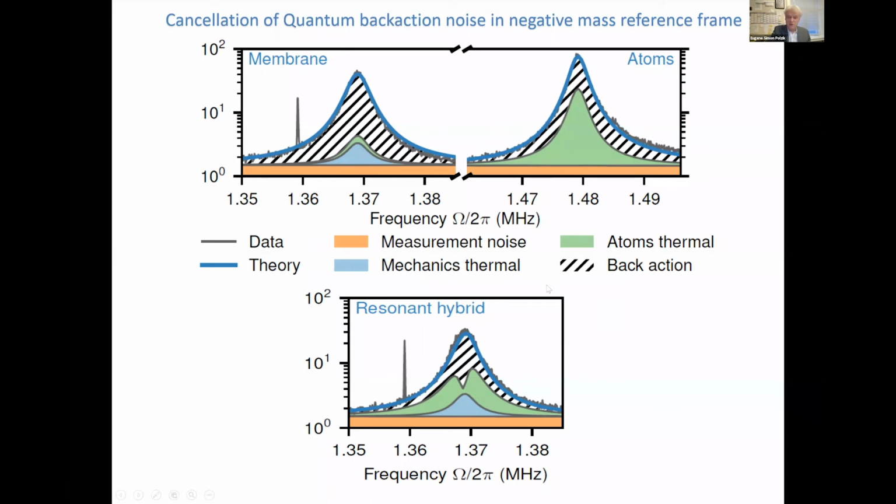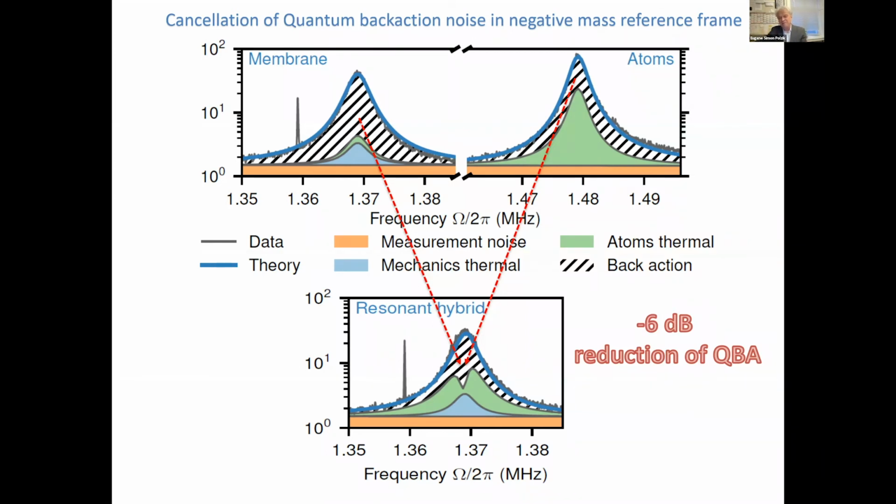And this is what you see here, this is the logarithmic scale, by the way, notice. So by adding the two systems, I have the destructive interference of the quantum back action. And the result is that I have 6 decibel, a factor of 4 reduction of the quantum back action because of this destructive interference of back actions, because of the negative mass reference frame of my magnetic oscillator.